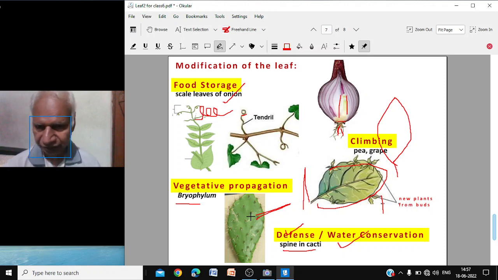So these were the modifications of leaf. Food storage, scale leaves in onions. Spines we have in cactus. Vegetative buds for reproduction or vegetative propagation in bryophylum. And tendrils, leaf tendrils for climbing in pea plants and grapevines.